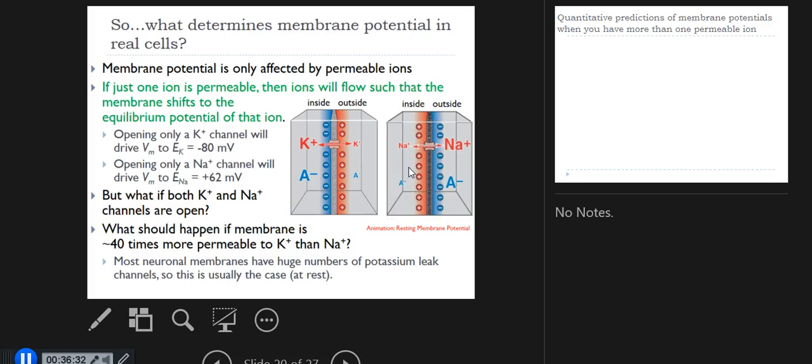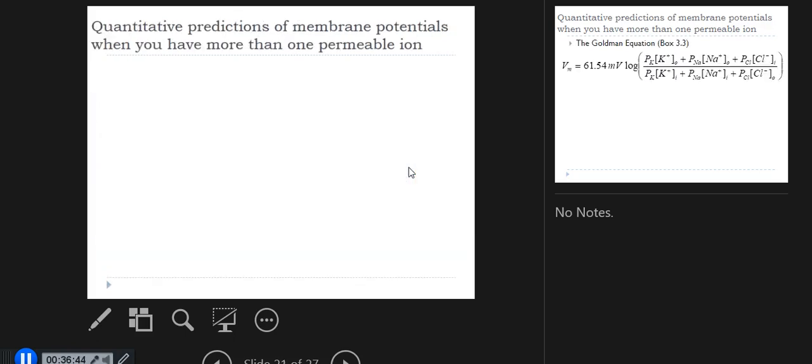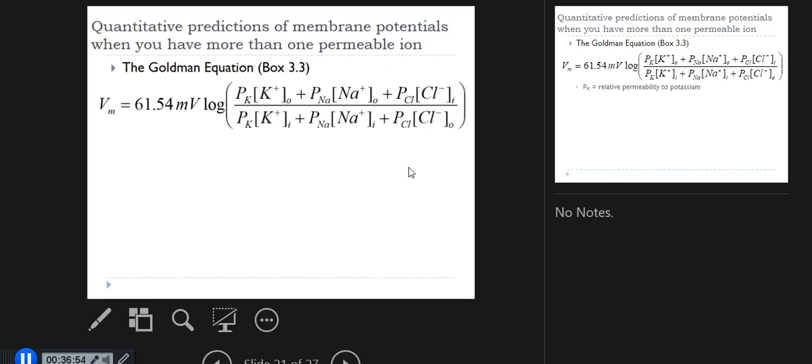So the great thing is, we don't really have to just eyeball it and say, well, halfway would be about -10-ish, or here we should be close to -80. We can actually quantify this, and that's where the second equation comes in. We can make quantitative predictions of membrane potentials in situations where we have more than one permeable ion. The way we do that is with this equation. It's called the Goldman equation, which looks a little scary, but it's not really that bad. In fact, it's pretty darn similar to the Nernst equation. So let me walk you through it.